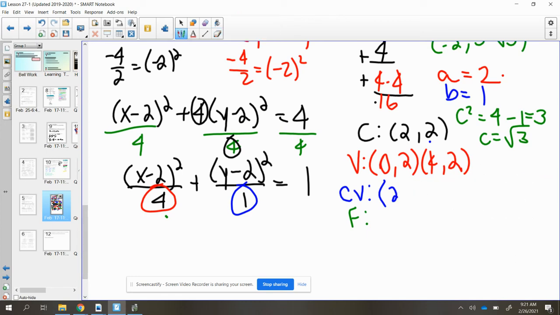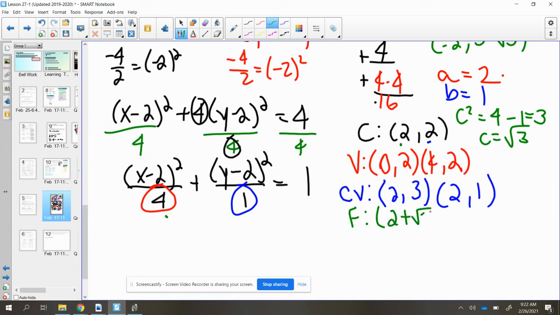Did this wrong. Pardon me. We're moving up and down 1 unit from here, so this could actually just be 3 and 1. So sorry about that. And then the foci are going to be at moving left and right. 2 plus square root of 3 would be to the right. 2 minus the square root of 3 would be to the left. So sorry, that's a little mistake.